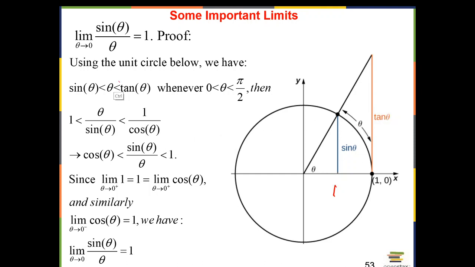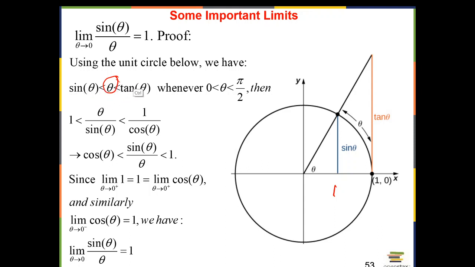So here we can say that theta, which is the arc length here, is between sine theta and tangent theta. Because obviously that arc is bigger than sine and is smaller than tangent. So we start with this right here. This is squeezed between these two.